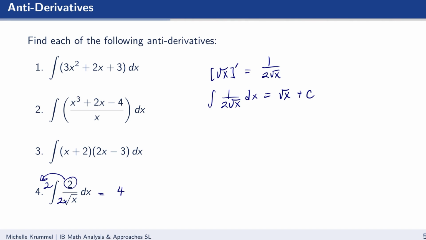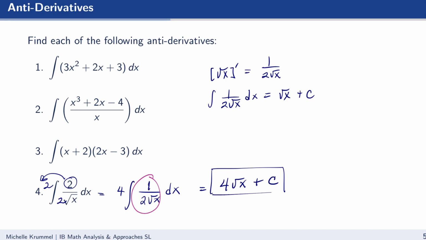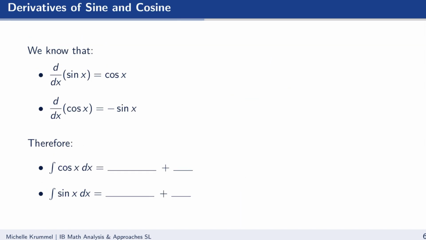So I'm seeing this in my head as 4 times 1 over 2 root x dx. And as soon as I see that I'm taking the antiderivative of 1 over 2 root x, I know that's going to be just the square root of x. So my answer is going to be 4 times the square root of x plus c, which I find a little quicker than the way I showed you a moment ago, working with the negative exponents and dividing by the fraction.